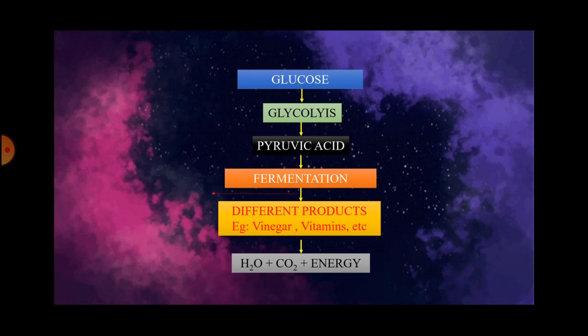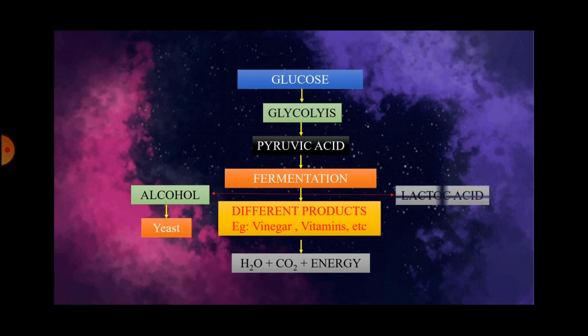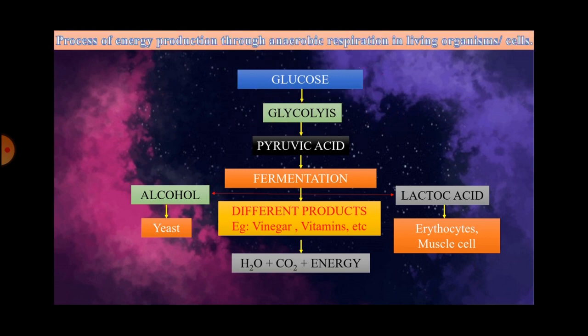Similarly, through pyruvic acid and fermentation, we can also produce alcohol. Yeast is used for producing alcohol, and if not alcohol, then we have lactic acid, and we have erythrocytes and muscle cells which are a part of lactic acid production. This is the process of energy production through anaerobic respiration of living organisms and cells.